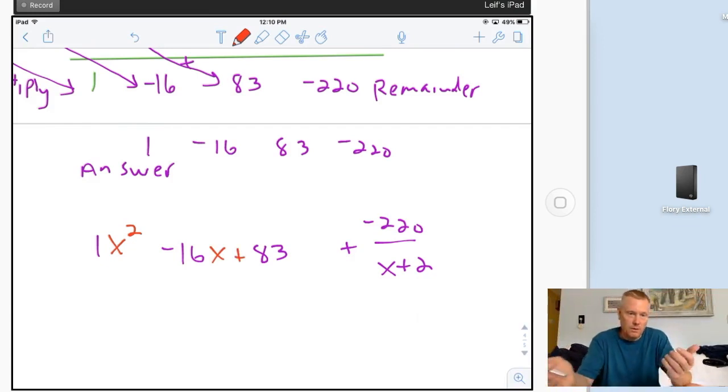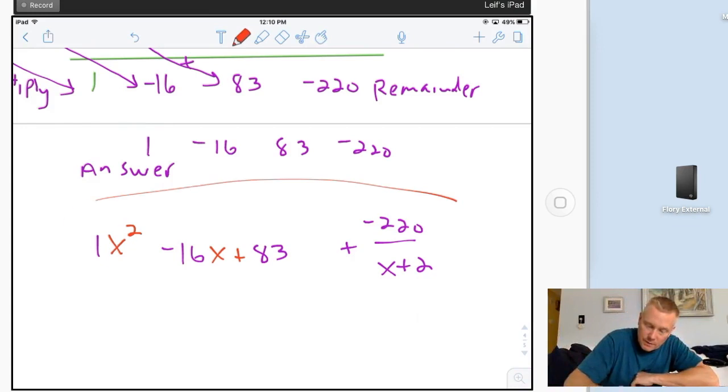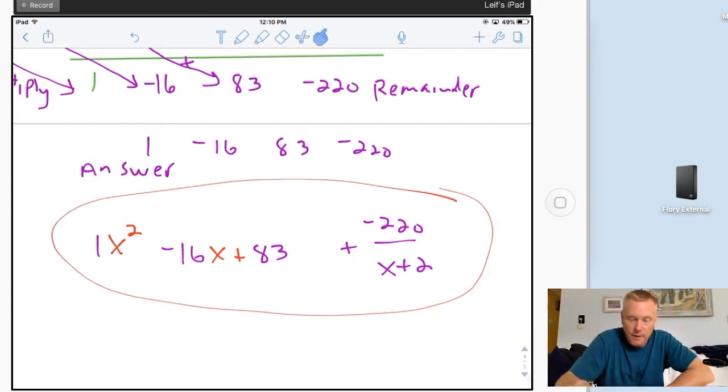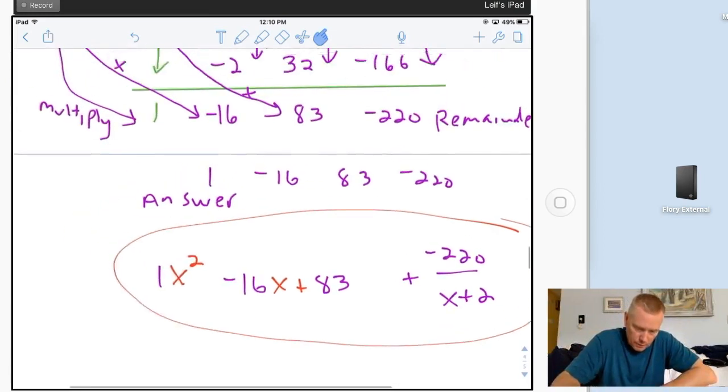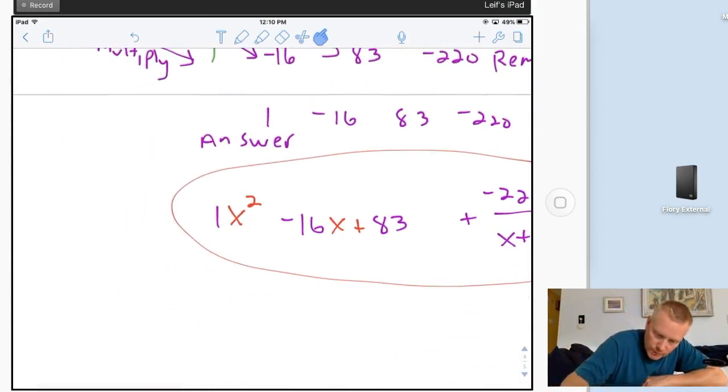If I had x to the third, the next one would be x squared, and then regular x, and then the regular number, okay? But this is the answer, and that's what you get when you divide, okay? All right, so that was the first one. You got to get a little bit of practice before you can actually jump in.